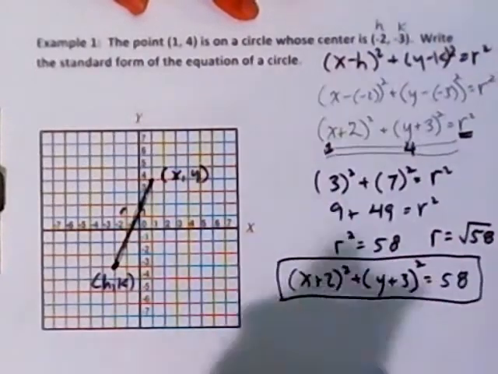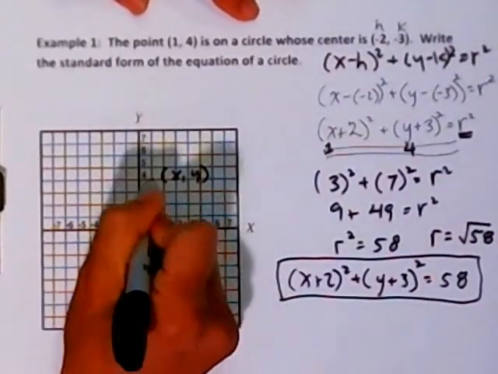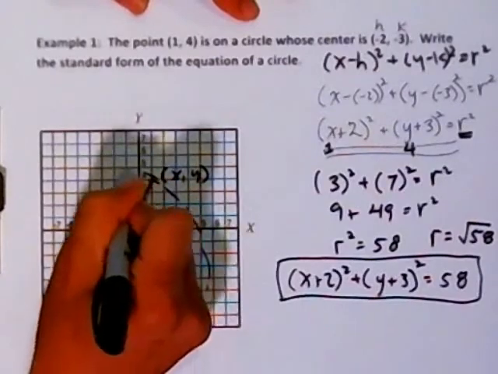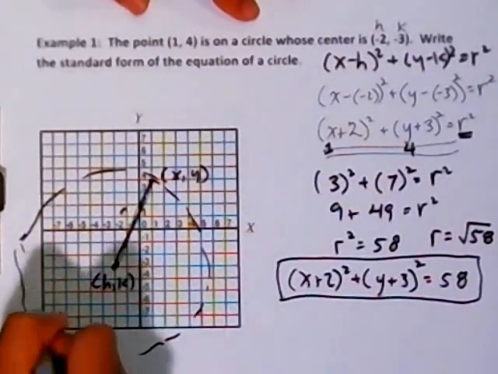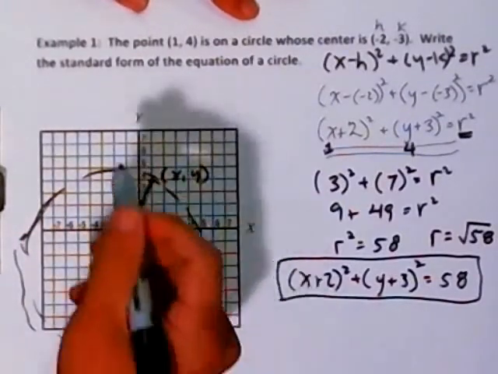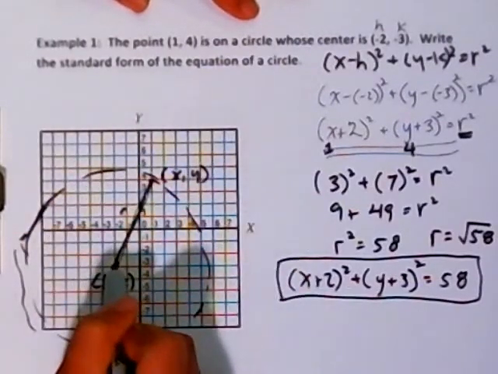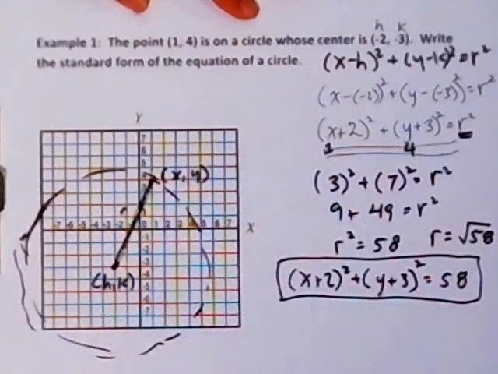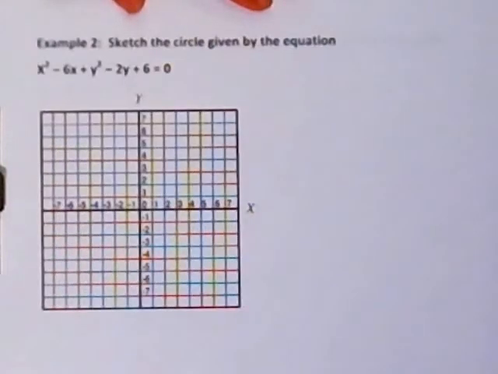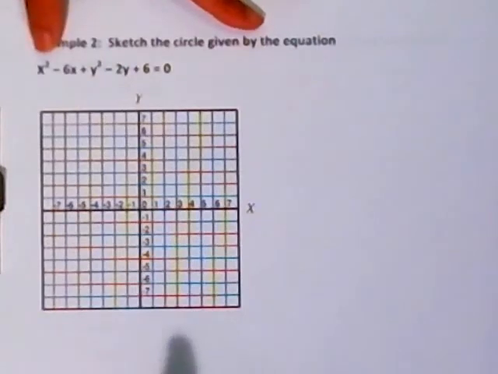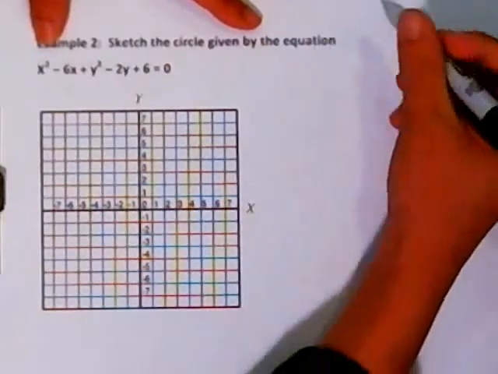So actually, this circle should look something like this. I'm going to go out of the page a little bit, but I really don't care what the circle looks like. It's just, here's the center and here's a point on the circle. Next question that I'm going to do, example number 2, is sketch the circle given by the equation. It's going to take a little bit of space, so here I'm going to rewrite it really nice and neat.